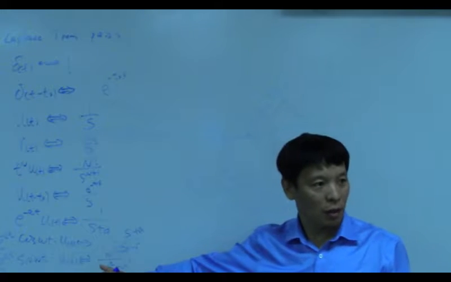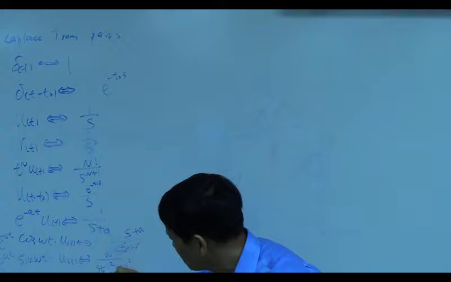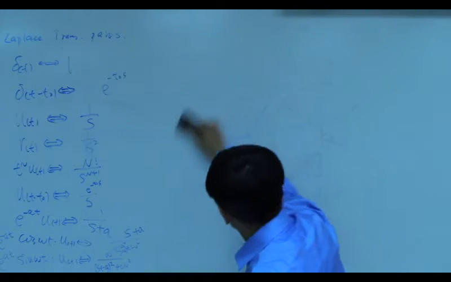Same thing here, for sine times e to the negative at, we don't have any s on the top, so we are okay with that. On the bottom, this s will be changed to s plus a, then squared. Any questions on that? And we also have a linear property, all this.